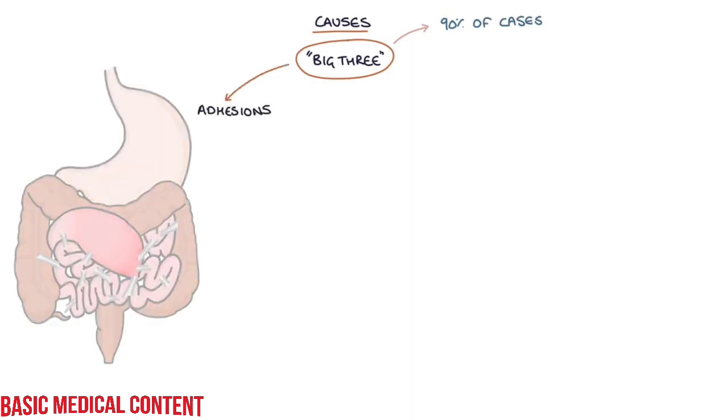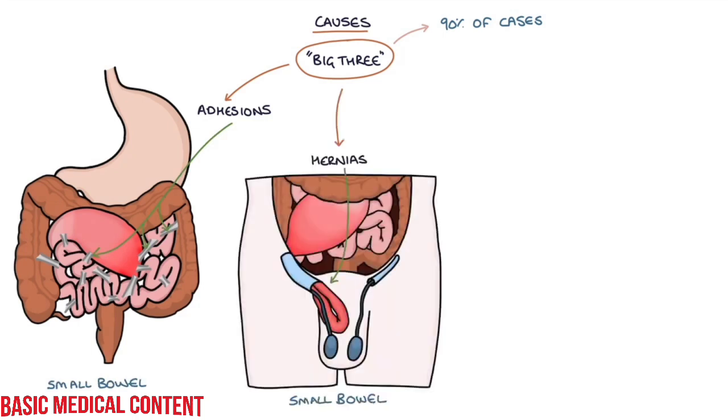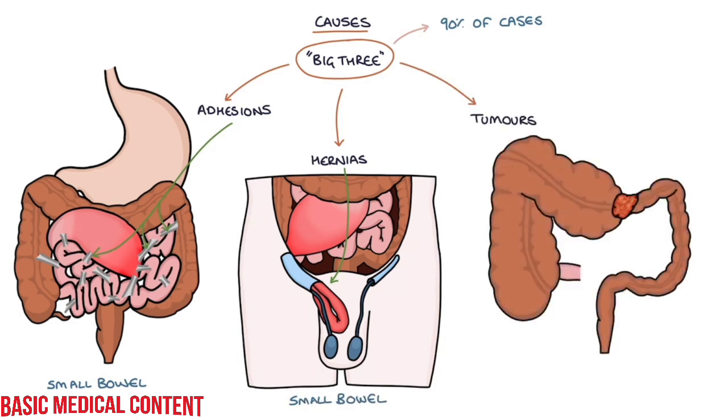Let's talk about the causes. The big three causes that account for around 90% of cases of bowel obstruction are adhesions, which affect the small bowel, hernias, which typically affect the small bowel, and tumours, which most often affect the large bowel.